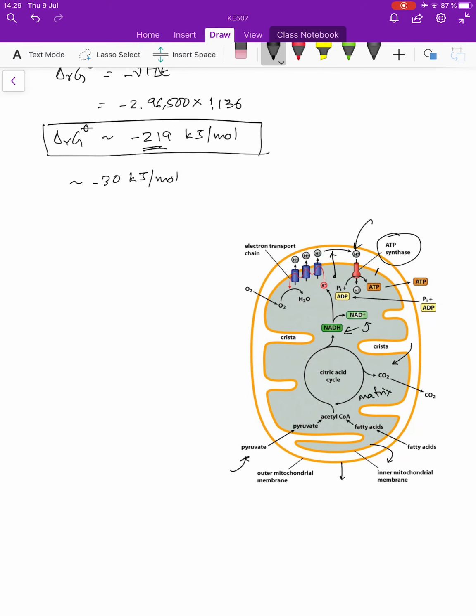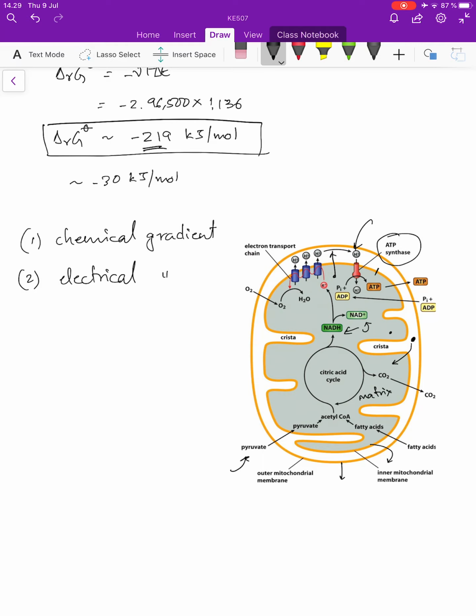This free energy arises from two contributions. One is a chemical gradient, a concentration gradient, and the second is an electrical gradient, because there is a transmembrane electrical potential across the mitochondrion, and the outside, the intermembrane space, is at a higher potential than the inside. So let us look at the chemical contribution first.